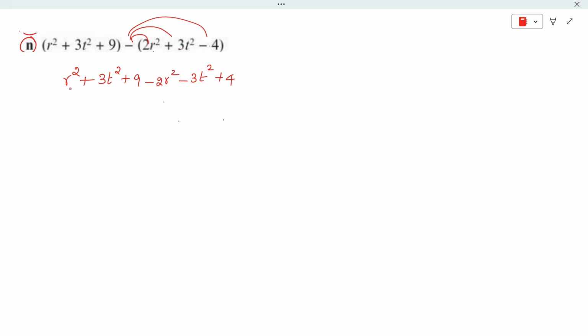Now combine the r square terms together, that is, the like terms. You can rearrange and simplify as well. So I'm just rearranging for my convenience. After rearranging, I am just going to simplify it. So 1r square, if there is no coefficient it is considered as 1, minus 2. So minus r square, or you can write minus 1r square. Positive 3t square and negative 3t square will be 0. Positive 9 plus positive 4 will be positive 13. So your answer is minus r square plus 13.